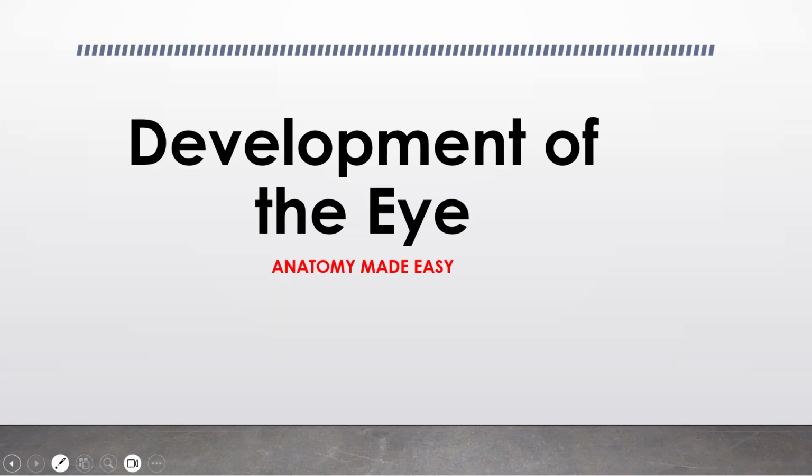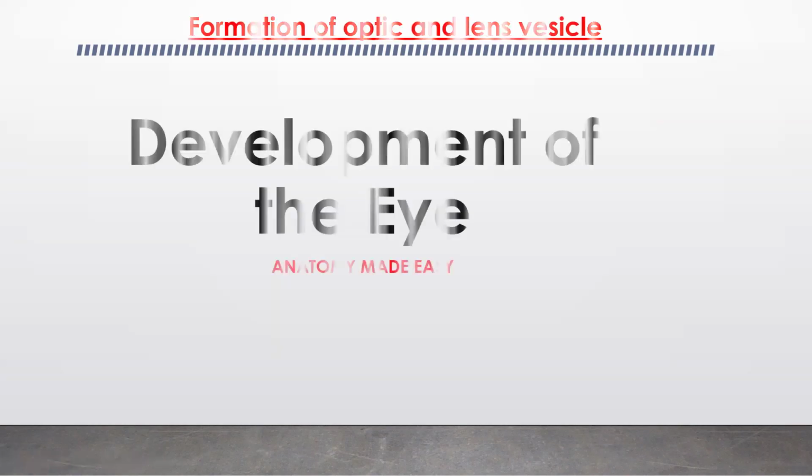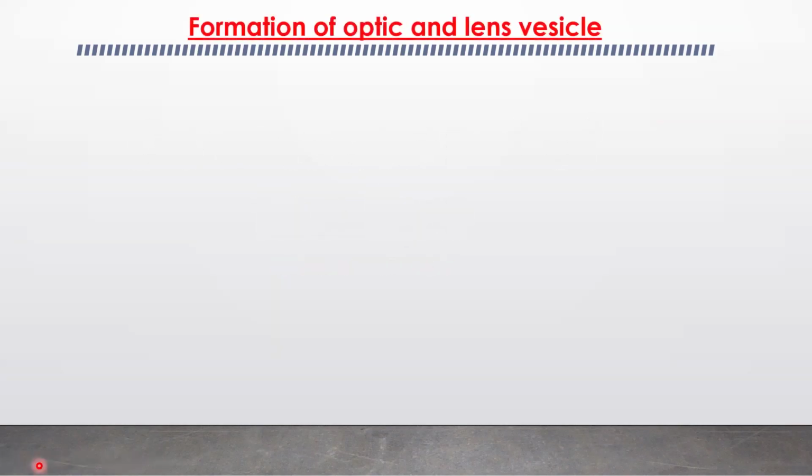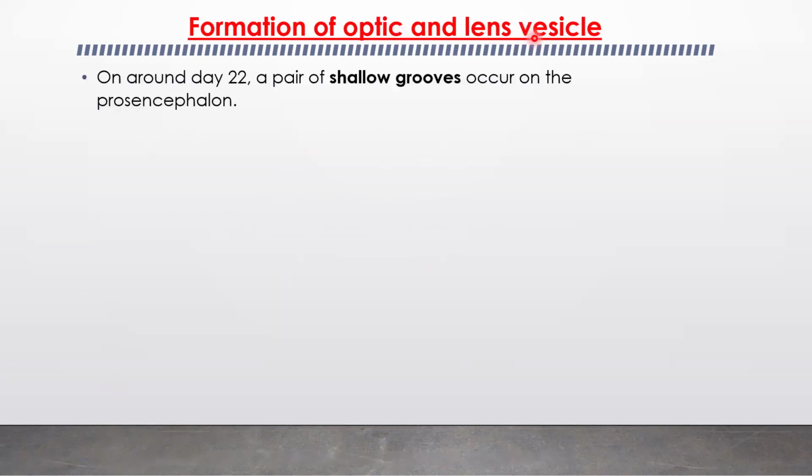So today we'd like to develop the eye. How does it go across? At this point, we are going to develop the eye by starting with the formation of the optic and the lens vesicles. The first thing to form is actually the optic vesicle. So how does the optic vesicle develop?